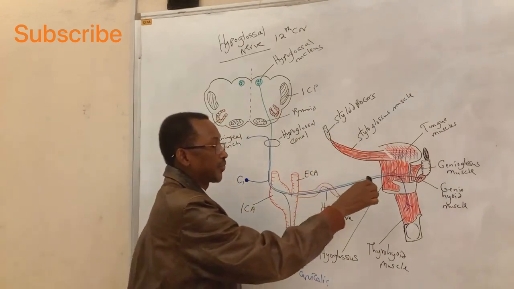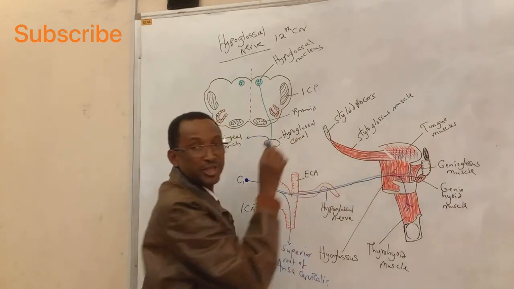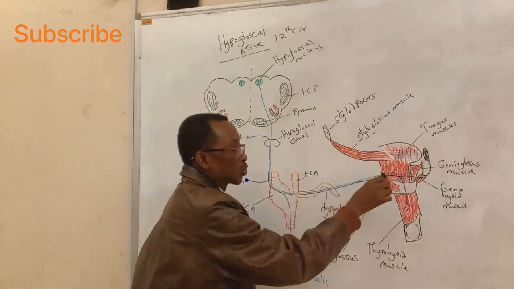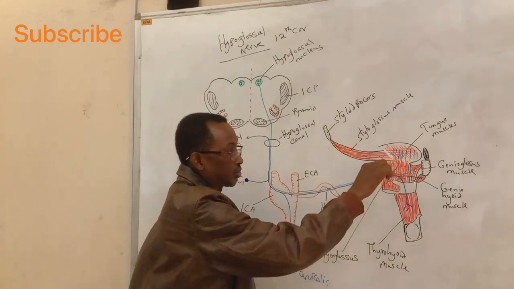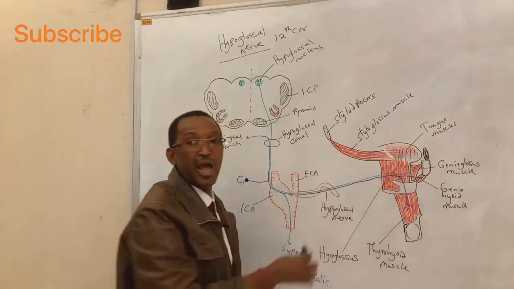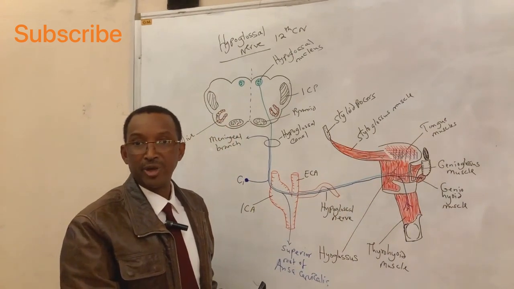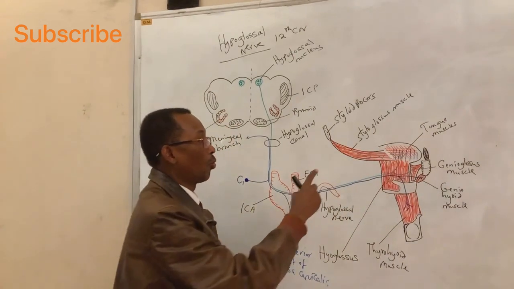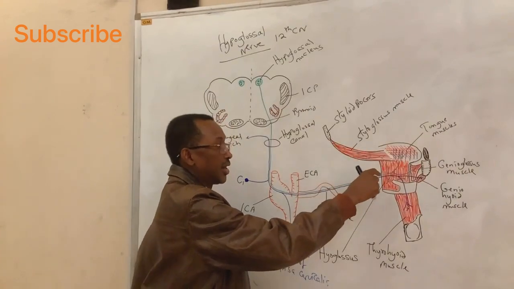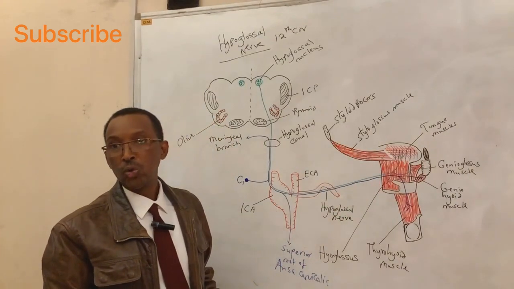So that nerve, the hypoglossal nerve, gives a branch to this muscle. It also gives a branch to this muscle that it lies on. That is the hyoglossus. How many branches now? 2 branches. One to the styloglossus, the other one to the hyoglossus.